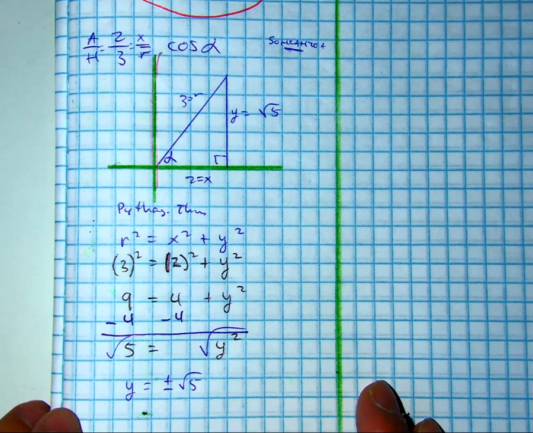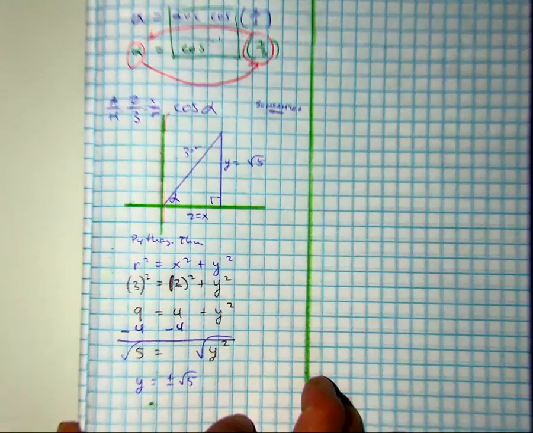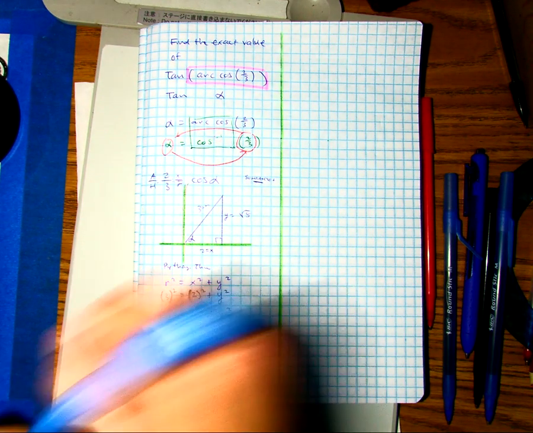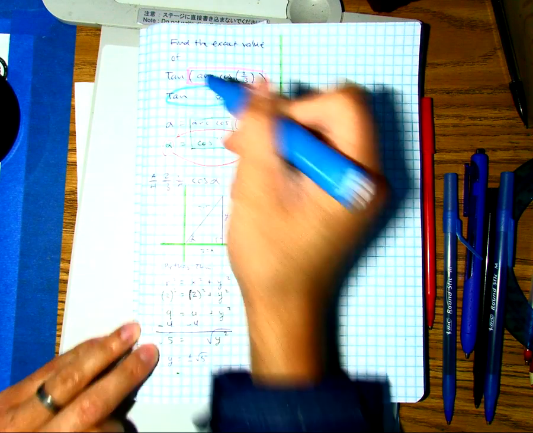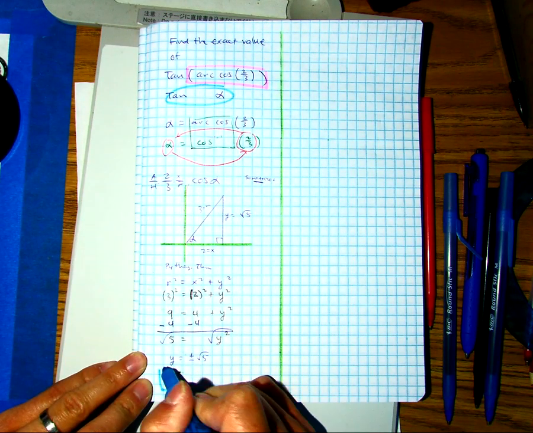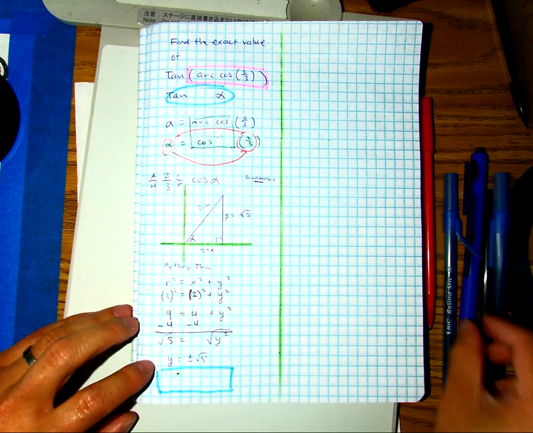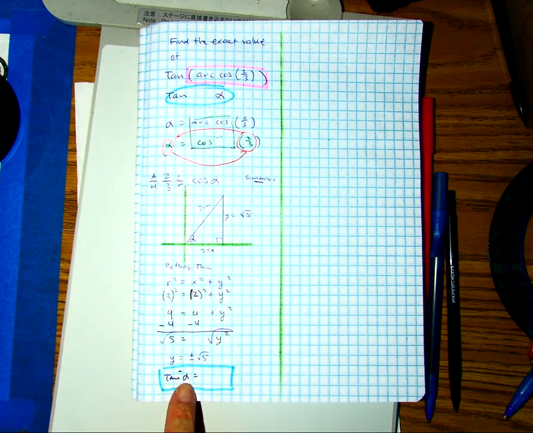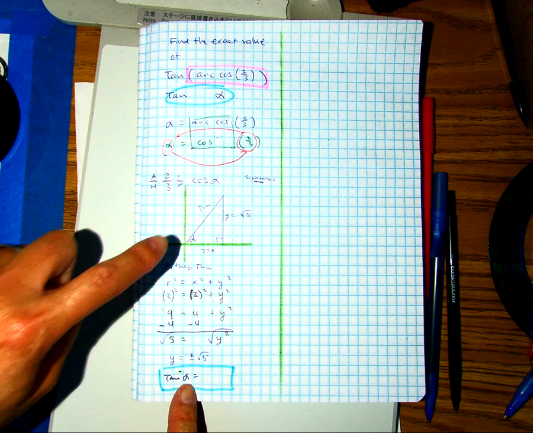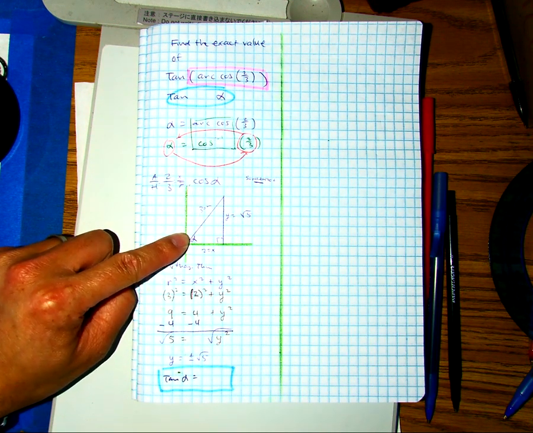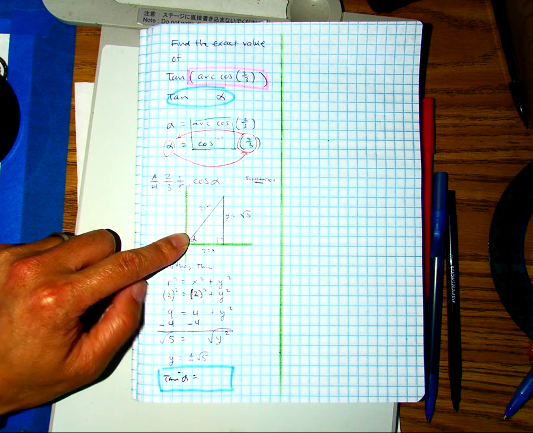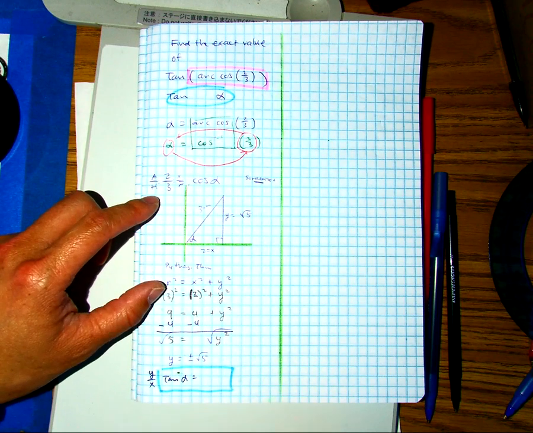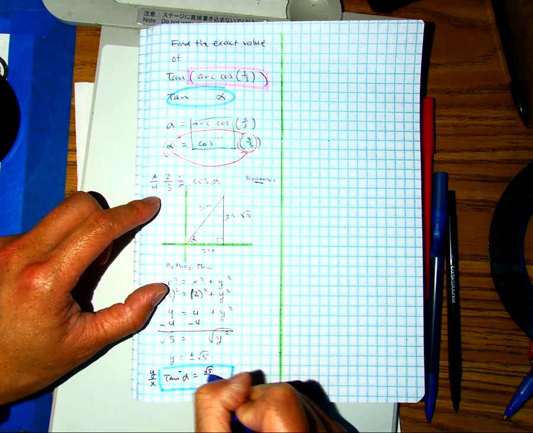Put your finger on this whole problem, what we were asked to find. We were asked to find tangent of alpha. Alpha is the angle. Put your finger where the angle is on our picture. That's right here. Tangent is which letters? Y over x. So what is y over x? Radical 5 over 2.